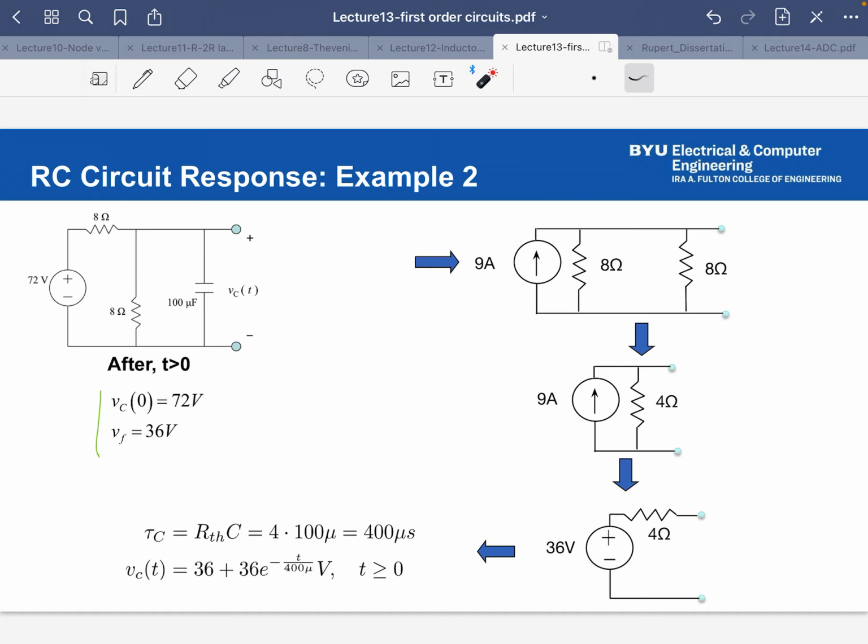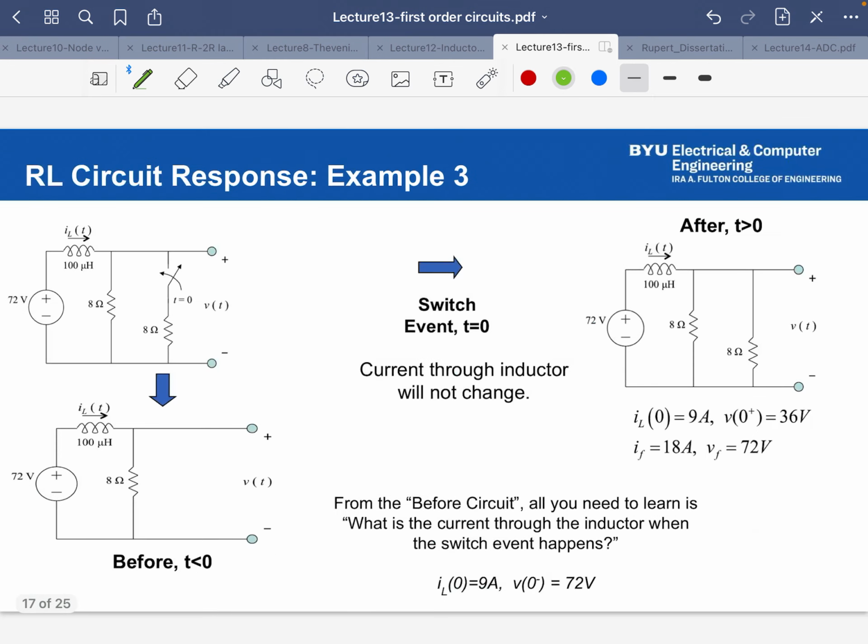So the time constant tau is 4 times the value of the capacitor, or in this case, 400 microseconds. The voltage across the capacitor is VF plus VI minus VF, e to the minus t over tau. VF is 36, and VI minus VF is 72 minus 36, which gives us 36, times e to the minus t over tau. The units of this whole thing are volts. All right, so that's example 2.